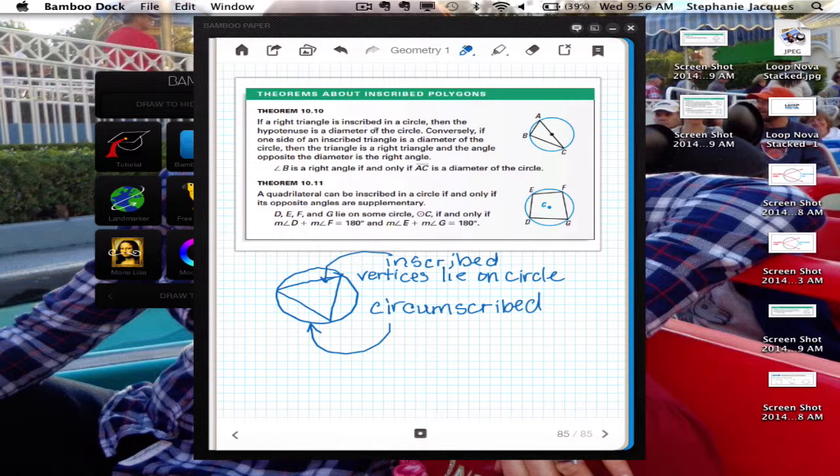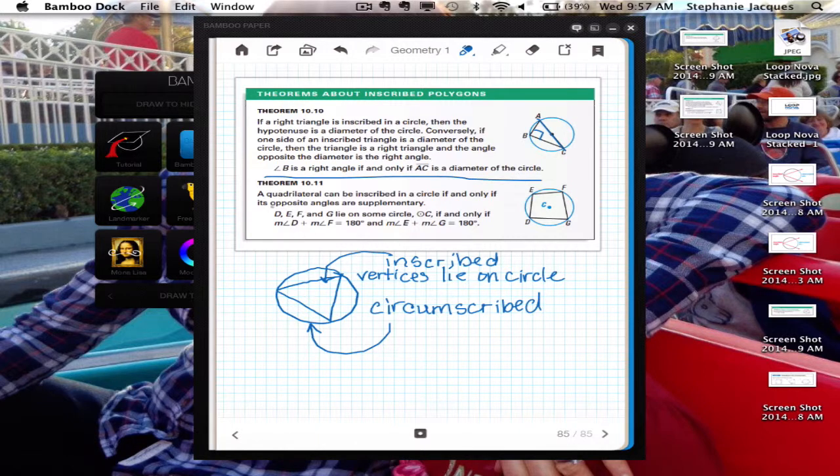If a right triangle is inscribed in a circle, then the hypotenuse is the diameter of the circle. So if you look, here's your right triangle. There's your hypotenuse. It goes from end to end and goes right through the center. Conversely, if one side of an inscribed triangle is a diameter of the circle, so if you just had that diameter and you want to make a triangle out of it, then the triangle is a right triangle, and the angle opposite the diameter is the right angle right here. So if we tried to use this again, we're going to make right angles the entire time. Angle B is a right angle if and only if AC is the diameter of the circle.